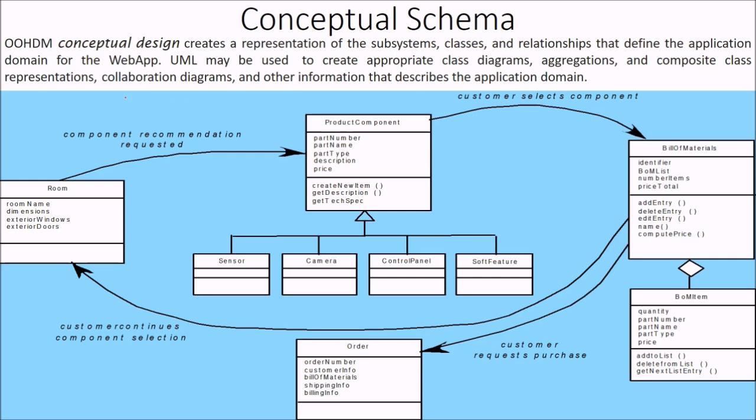In the conceptual design of O-HDM, the conceptual design will create a representation of subsystems, classes, and relationships that define the application domain for the web app. UML may be employed to use appropriate class diagrams, aggregations, composite classes representation, collaboration diagrams, and certain other information that describes the application domain. So this is how you can see we have used UML for a conceptual schema.